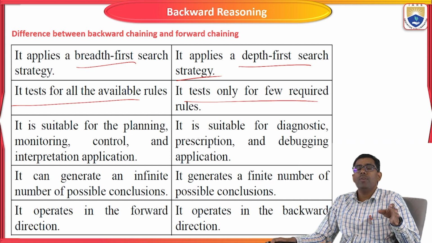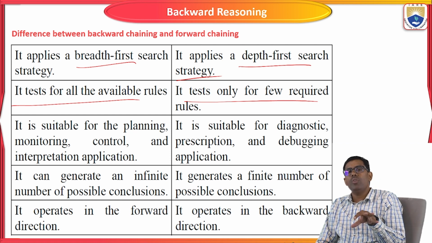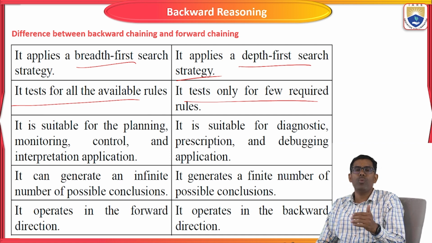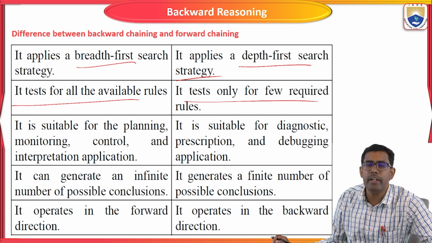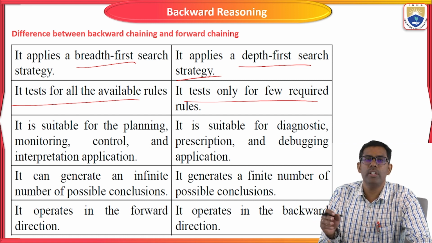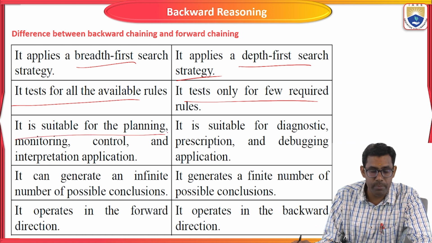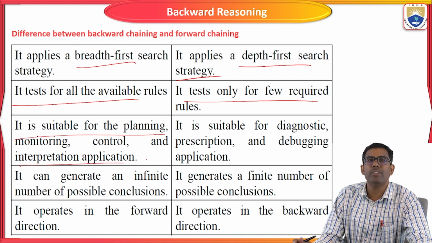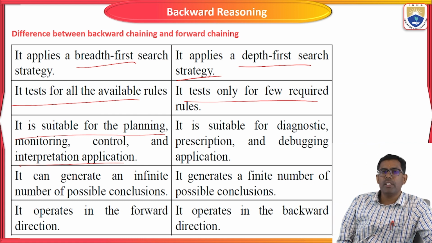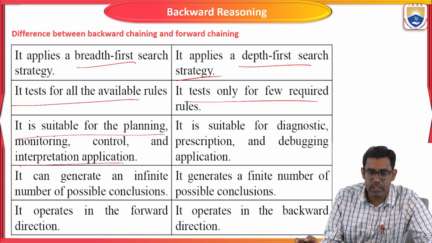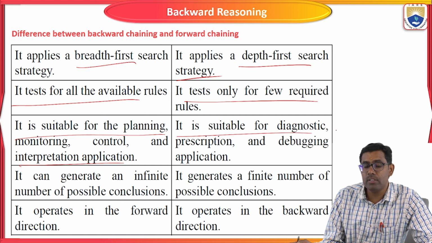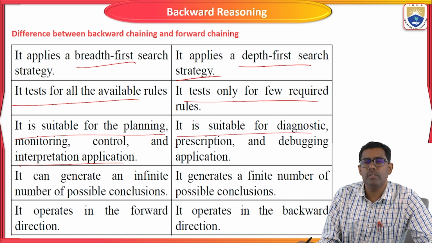Forward means we follow a procedure and check all the constraints, all the rules. Backward means that once we find one particular node, we stop. There is no need to follow all the rules; only the required rules are followed in backward reasoning. It is suitable for planning, monitoring, control, and interpretation applications. The planning, monitoring, control, and various testing applications use forward chaining, and only a few things follow backward reasoning.